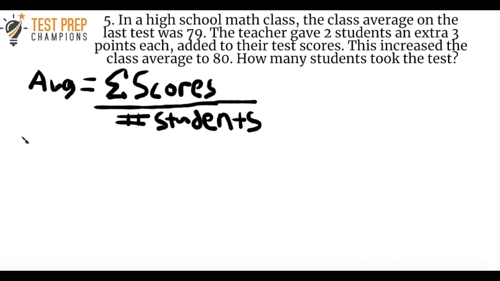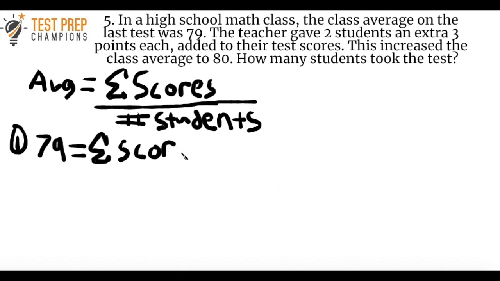So let's break this down. Let's write 2 equations here. The first equation would be 79, right? The average was 79. And that's equal to what? The sum of the student scores. Again, this little E symbol here represents the sum, so all of the scores would get added together. So we would have the sum of the scores divided by what? The number of students. And now let's just write X instead of writing out number of students. So the first equation is 79 is equal to the sum of the scores divided by X.